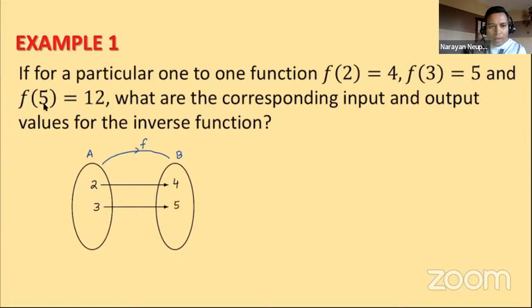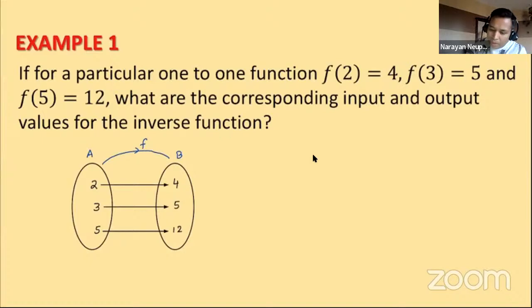Similarly, one more, f of 5 is 12. So if the input is 5, then the output here is 12. And you can see that this function is clearly a one-to-one function. That is, each element of set A is uniquely matched with a single element of set B. Now we are asked to write the corresponding input and output values for the inverse function.